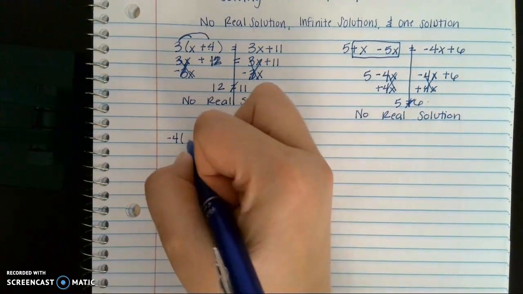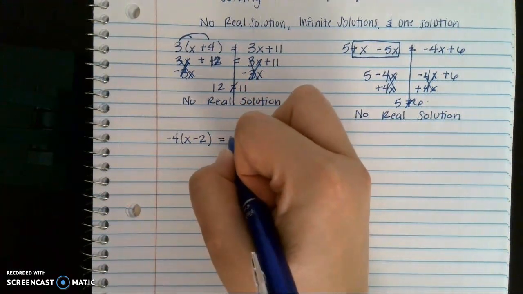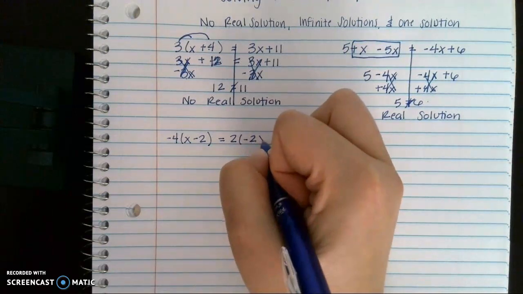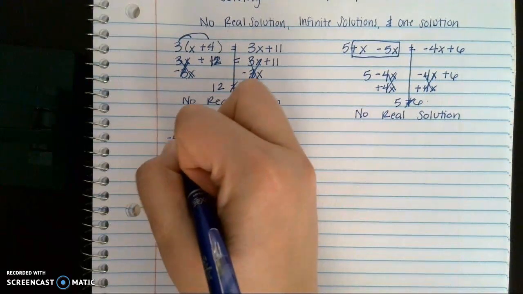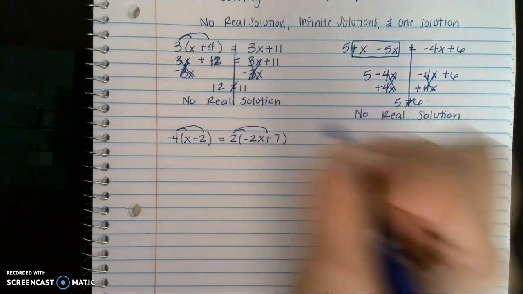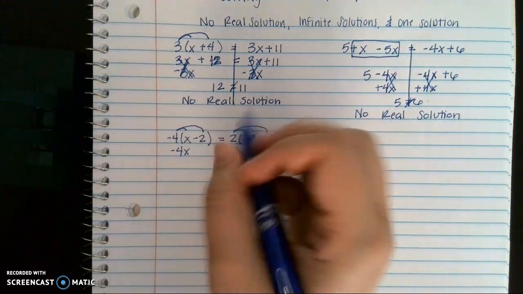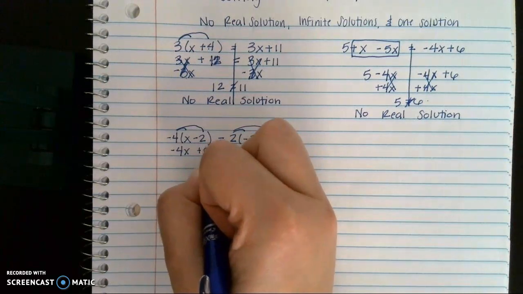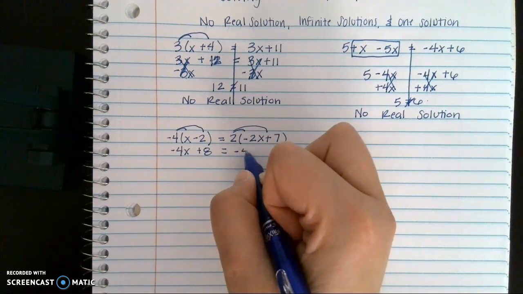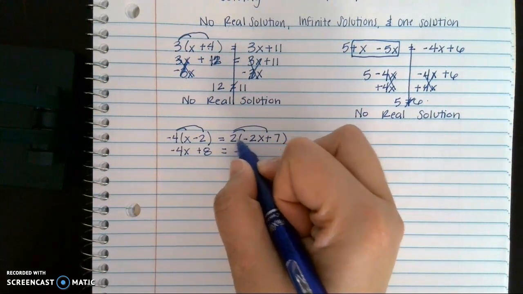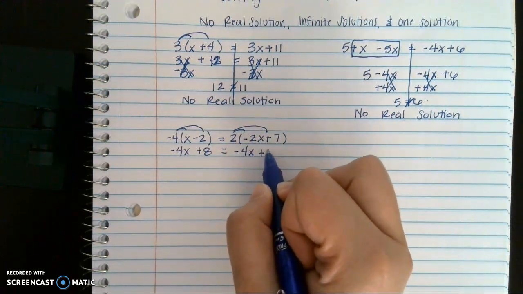Shout out. Negative 4 times parentheses x minus 2 is equal to 2 times negative 2x plus 7. As always, when I have parentheses, the first thing I want to do is distribute. So negative 4 times x is a negative 4x. Negative 4 times negative 2 is a positive 8. Same thing, distribute over here. 2 times negative 2x is a negative 4x. 2 times 7 is 14.